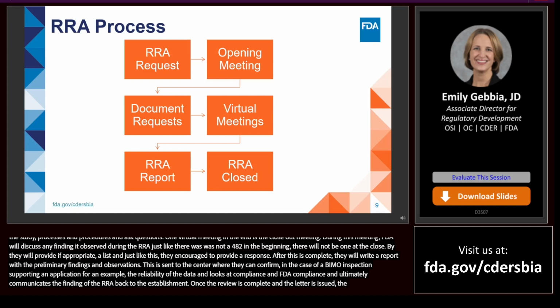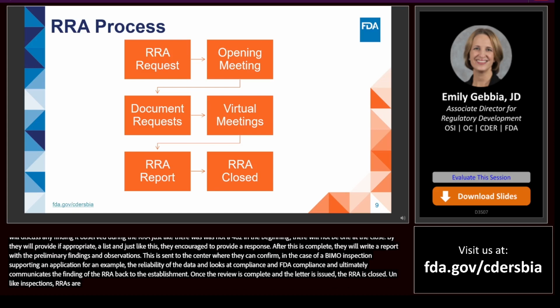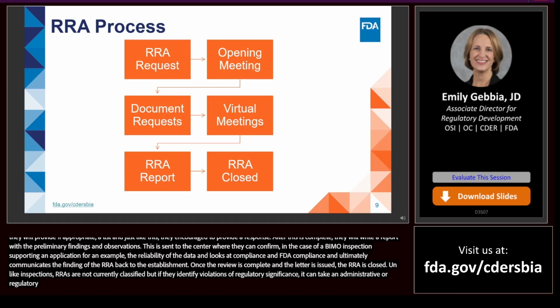Unlike inspections, RRAs are not currently classified as NAI, VAI, or OAI, but if FDA identifies violations of regulatory significance, it can take an administrative or regulatory action following an RRA, such as issuing a warning letter or placing a study on clinical hold based on the findings.